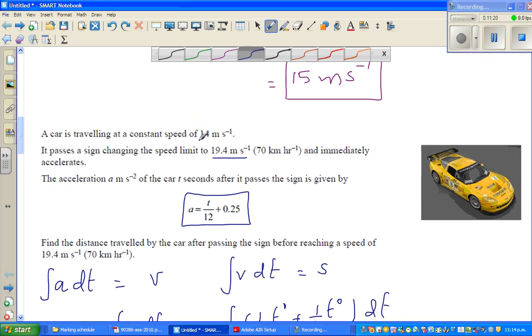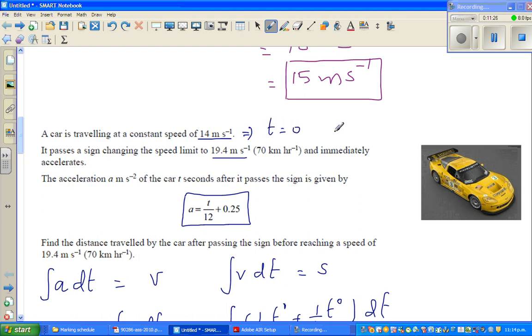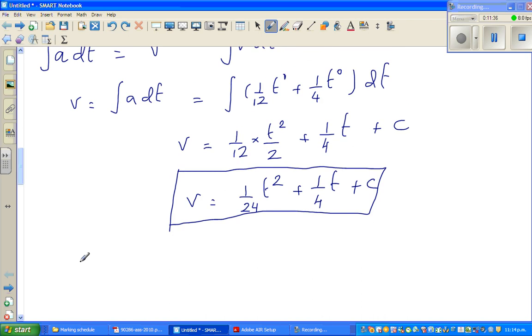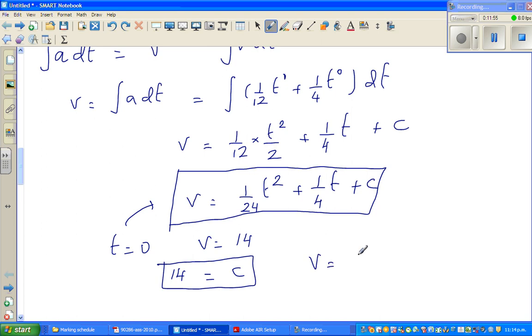So yeah, at this time, when time started, can we say that when time is 0, the velocity is 14 meters per second. That's when the time started, for this problem. So when t is 0, v is equal to 14. Let us put this into the function. So 14 is equal to, this becomes 0, this becomes 0. So c is 14. So the velocity of the car is 1 over 24 t squared plus 1 quarter t plus 14. So this is the function of velocity.